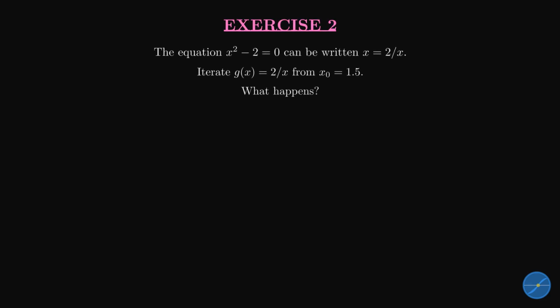Exercise 2. The equation x squared minus 2 is equal to 0 can be written as x is equal to 2 over x. Iterate g of x from x_0 is equal to 1.5. What happens? Pause and try it.